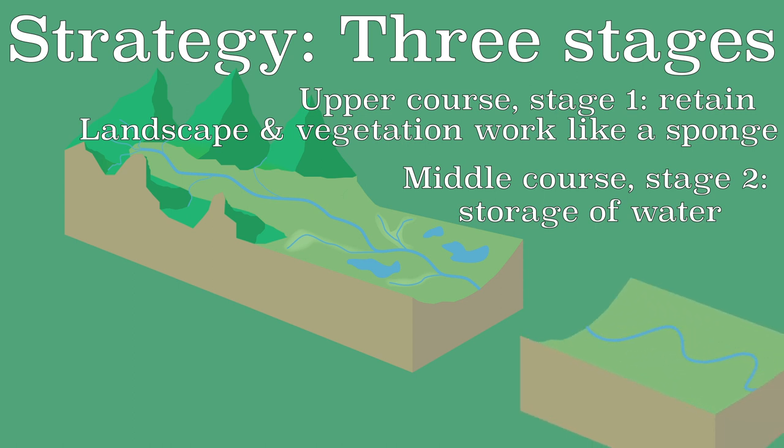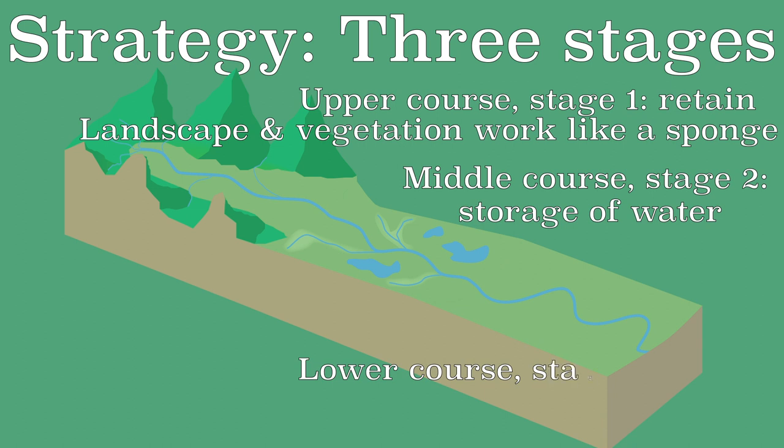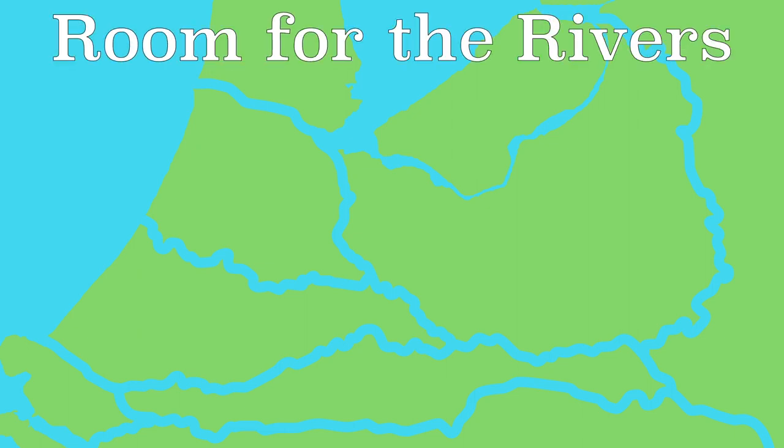Third, in the lower course, the intention is to drain the water to the sea as soon as possible. The less water there is, the less risk of flooding. In the 1990s, heavy rainfall caused extremely high water levels in the major rivers in the Netherlands, causing some areas to flood. This led to a new approach. Instead of just strengthening and raising dikes, the rivers are given more room. The measures were thus called Room for the Rivers.